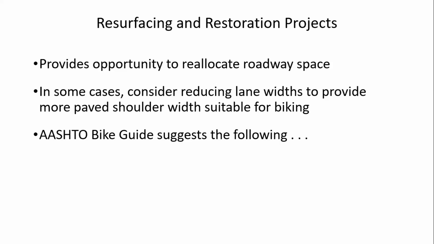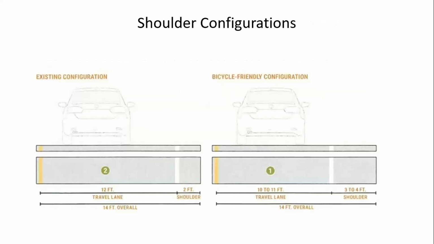The AASHTO Bicycle Guide suggests the following. Foot travel lane and a 2-foot shoulder. A bicycle-friendly configuration on that same overall width of 14 feet would be maybe a 10 to 11-foot travel lane and then a 3 to 4-foot shoulder to make that shoulder suitable for bicycle travel.